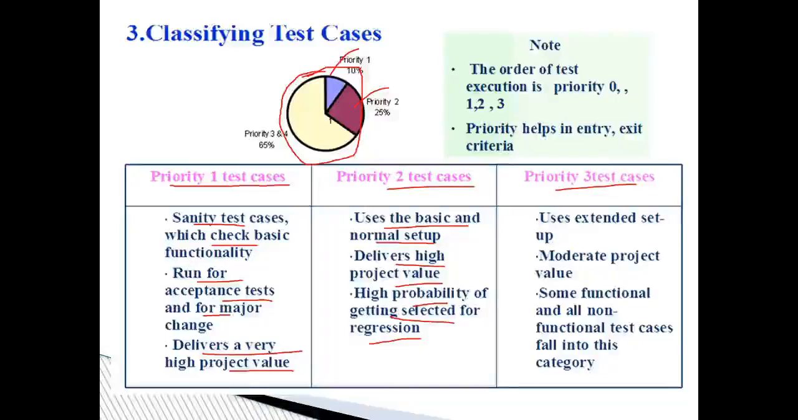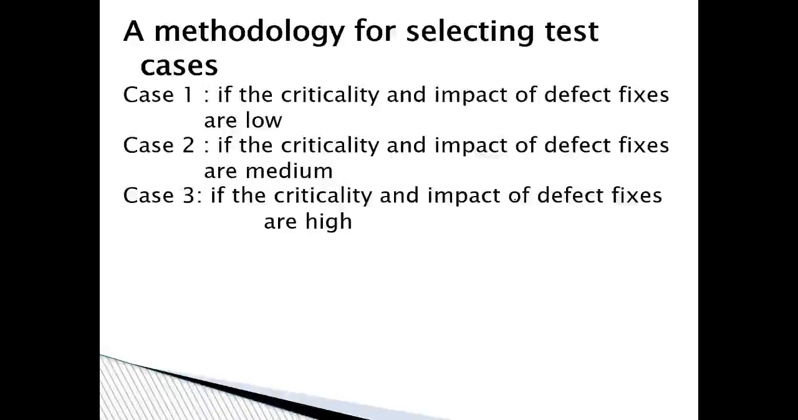Next, the third priority is low priority. It uses extended setup and has moderate project value; some functional and non-functional test cases fall into this category. So these priorities are to improve the quality of the changed functionality. You are going to check again how the quality of that functionality is. So you are going to identify priorities 1, 2 and 3. Next, the methodology for selecting test cases.